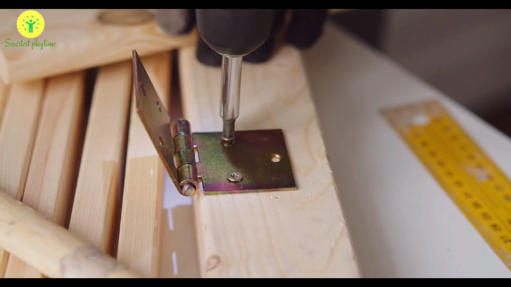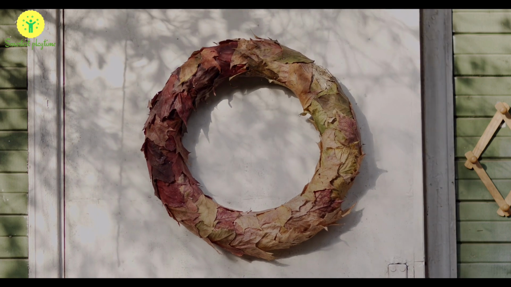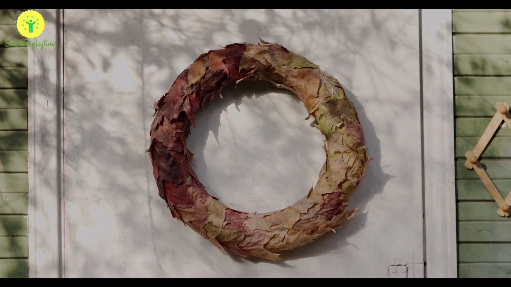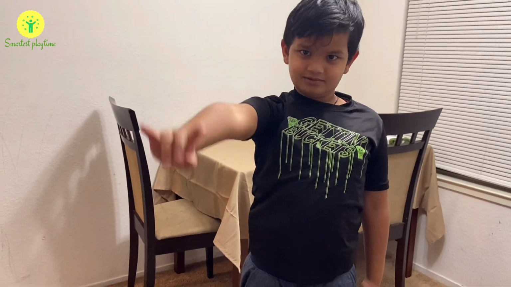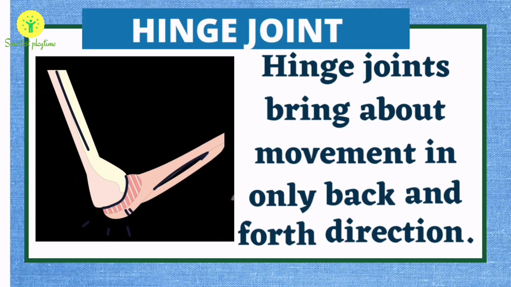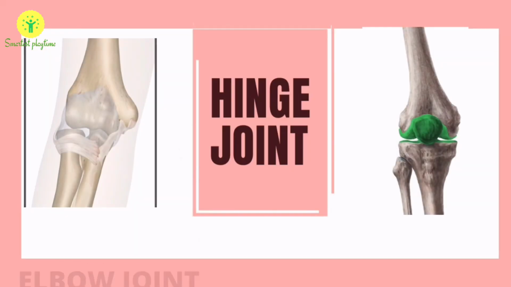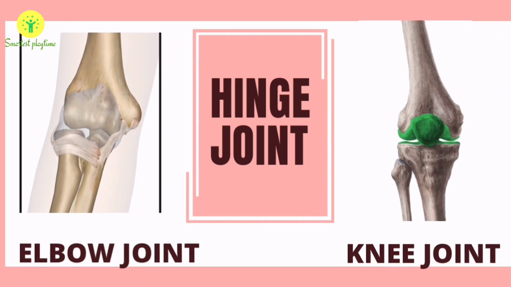You must have seen hinges on a door. They allow the door to move back and forth only. This type of movement you can observe in your elbow. Our elbow has a hinge joint which allows movement in back and forth direction only. For example, the elbow joint and knee joint.